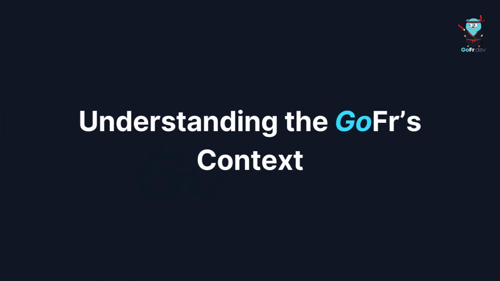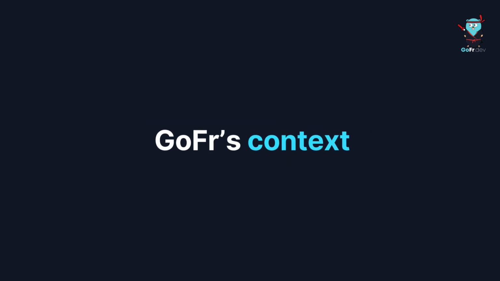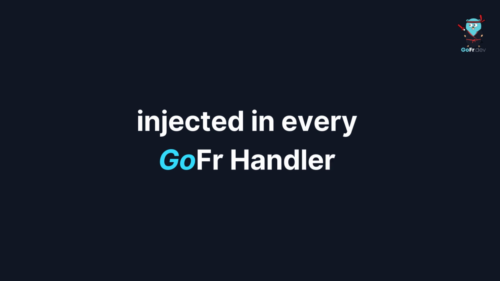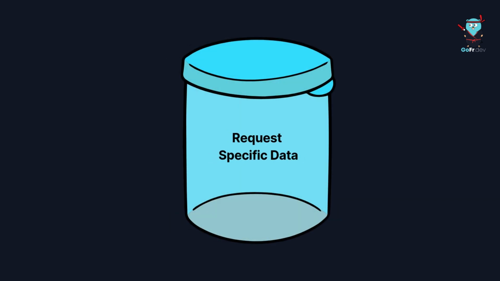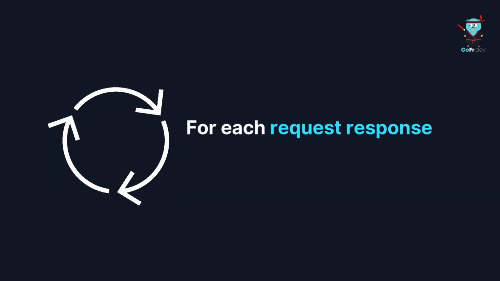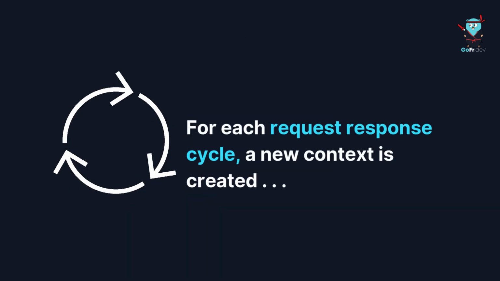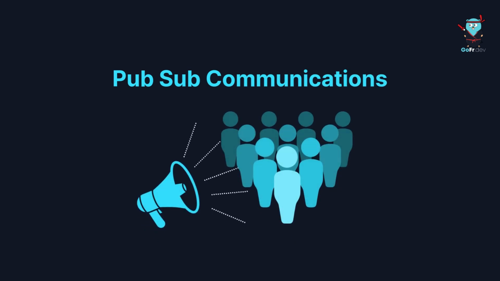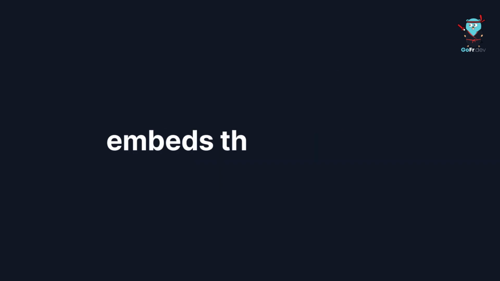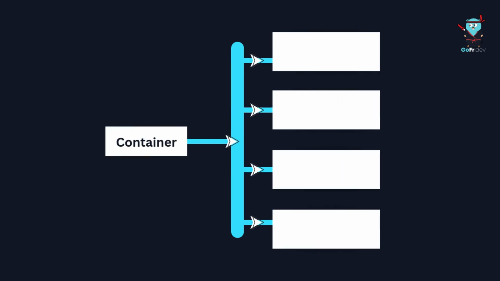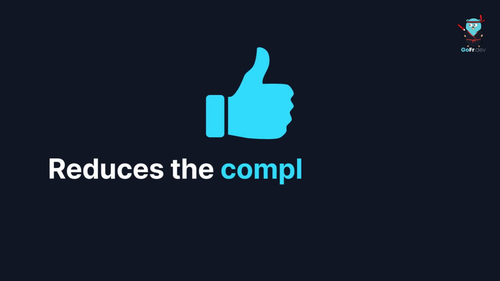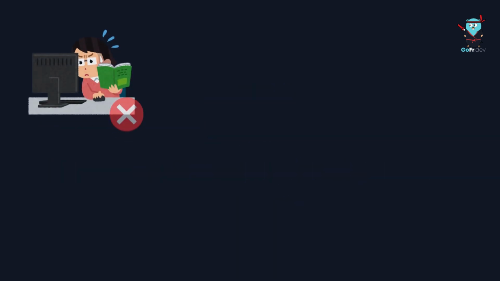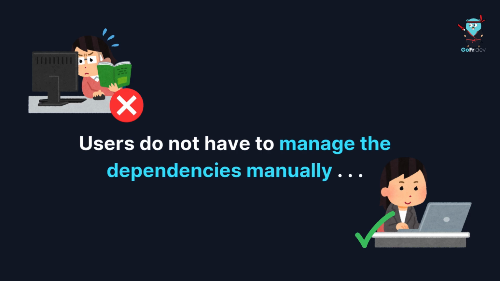As we have already discussed in our previous videos, GoFr's context is an object injected by GoFr's handler which contains all the request-specific data. For each request-response cycle, a new context is created. This request can be an HTTP request, gRPC call, or any pub/sub. GoFr's context also embeds the container which maintains all the dependencies like databases, loggers, HTTP service clients, and metrics manager. This reduces the complexity of the application since users do not have to manage the dependencies manually.